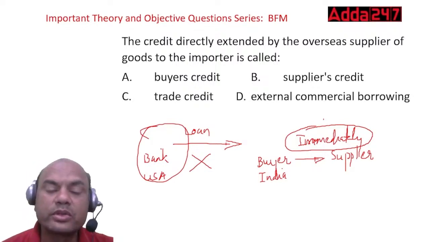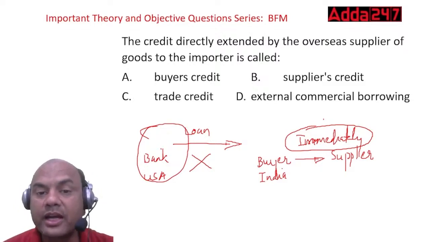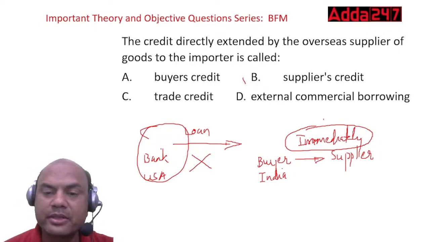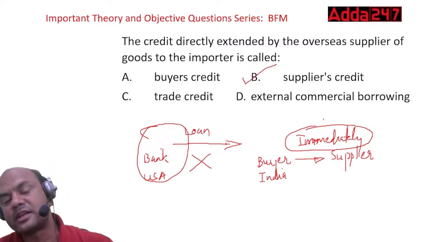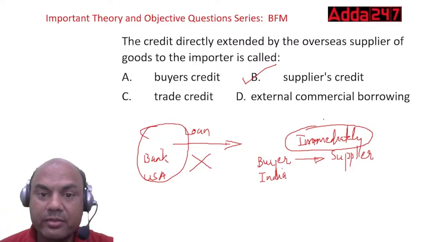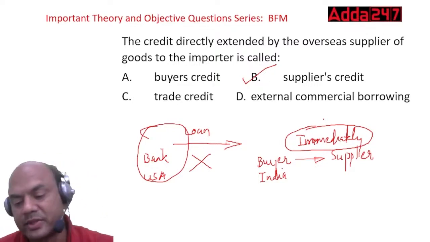So whenever any goods are sold on credit, on udhari, then that is called as what? Credit directly extended by the overseas supplier. So the answer is simple: supplier's credit, right? Again remember, buyer's and supplier's credits are the part of trade credit only. Okay, remember this. Got it? Next one.